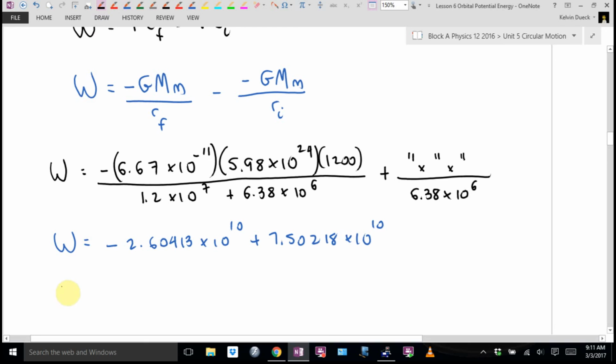And now I can go to my final answer. How much work is it taking just to lift this rocket up there, and not keep it up there? It's going to come crashing back down to the ground.